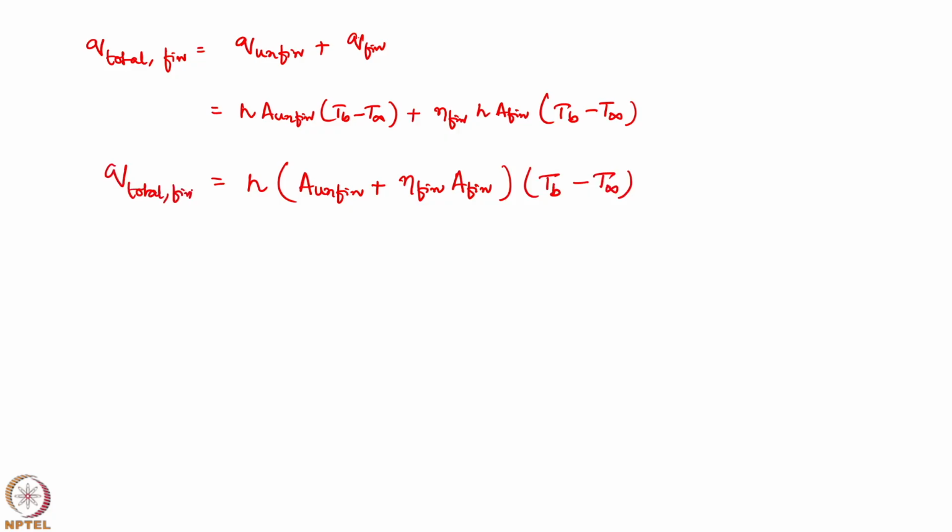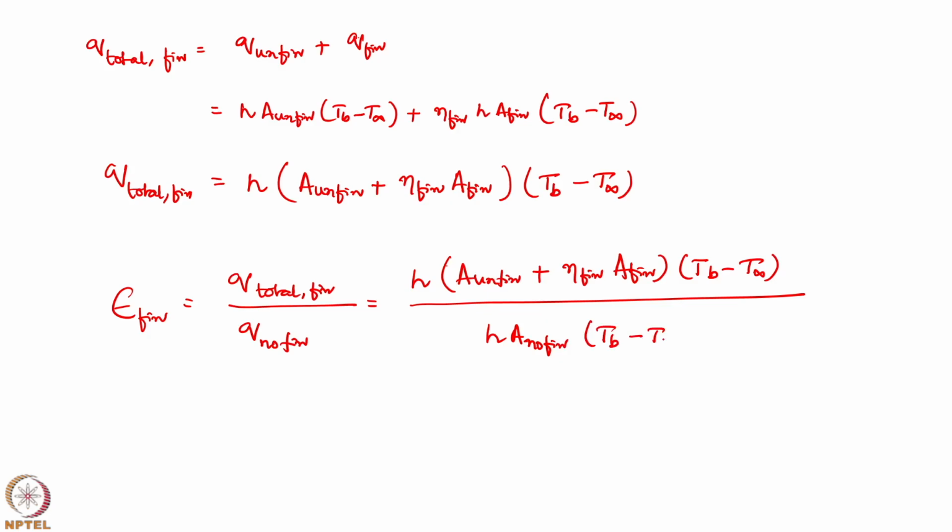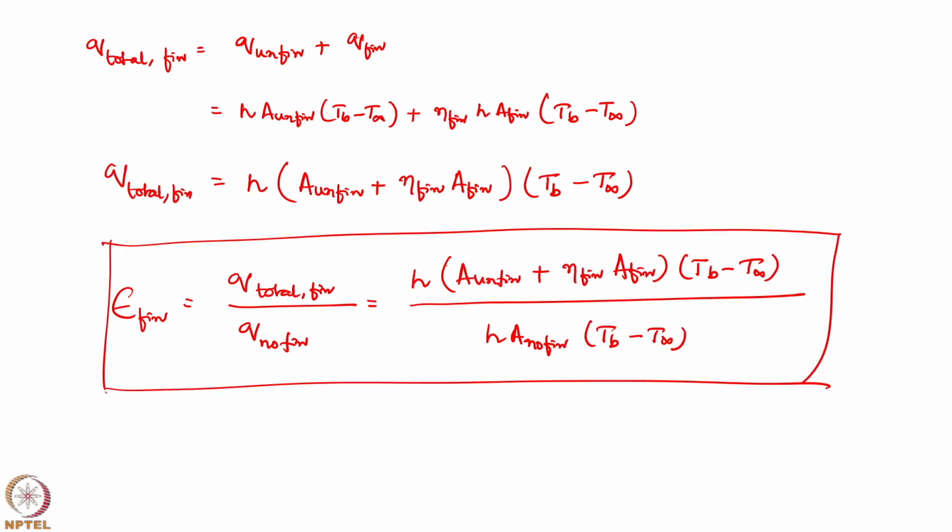So effectiveness of the fin is equal to Q total fin divided by Q no fin, that is H into area of unfin plus efficiency of the fin into area of the fin into Tb minus T infinity divided by H into area of no fin into Tb minus T infinity. Okay. So let us use this and solve a problem.